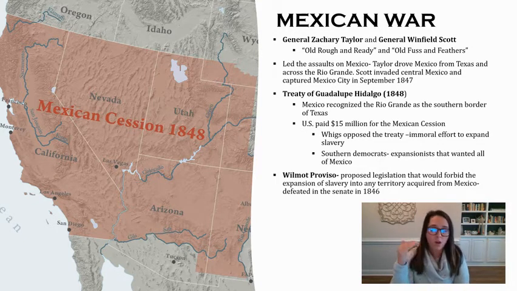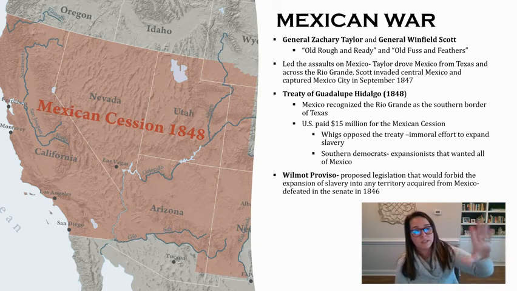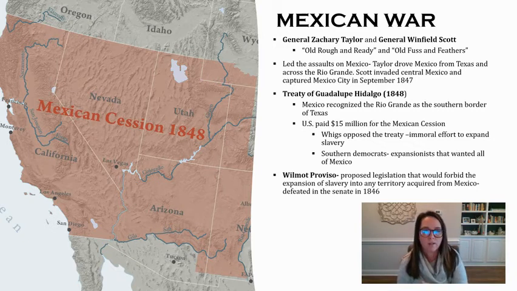So they go all the way south, all the way to capture Mexico City by September. So it's pretty quick, right? Within a couple months. And then they force the government to sign the Treaty of Guadalupe Hidalgo. So Mexico recognizes the Rio Grande as the southern border of Texas. Okay. Which is going to be the southern border of the United States, which is still that today. And then the United States paid the $15 million that Polk was willing to pay them for this Mexican cession. So present day California, Nevada, Utah, Arizona, New Mexico, part of Colorado.